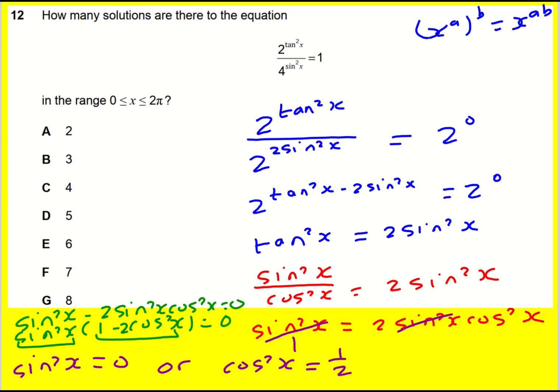So if sine squared x is 0, that means sine x is 0. Let's take a look at what that gives us. We're looking between 0 and 2 pi. So we are going to get 1, 2, 3 solutions.